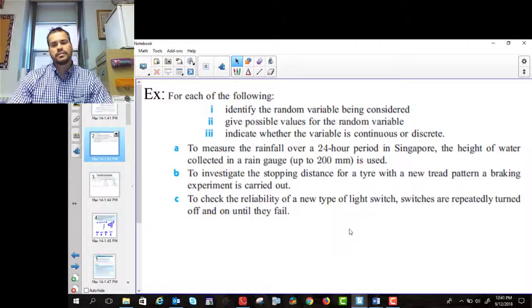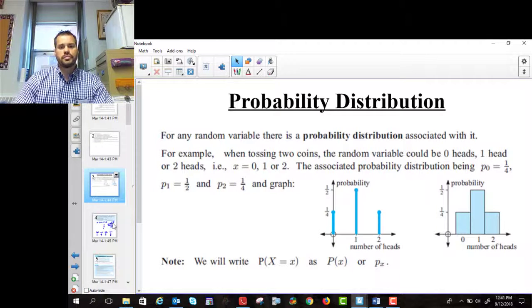And then part C says we're going to figure out how many times you can flip a switch until it fails. You imagine being the guy that just sits there and flicks it on and off and counts them. Great job. But we're just trying to figure out how many times I flip the switch until it fails. So that's discrete, because I either flip it or I don't. I don't have an option of only turning it halfway. You just flick it on and flick it off, and so on. So that's discrete.